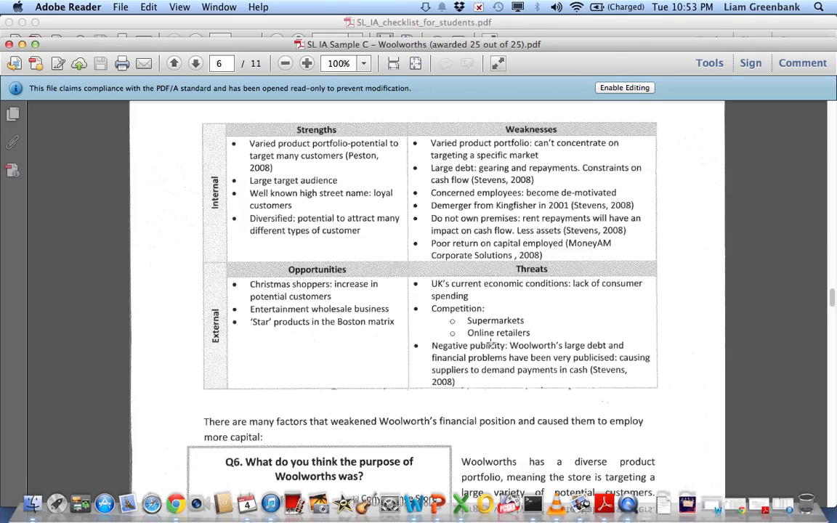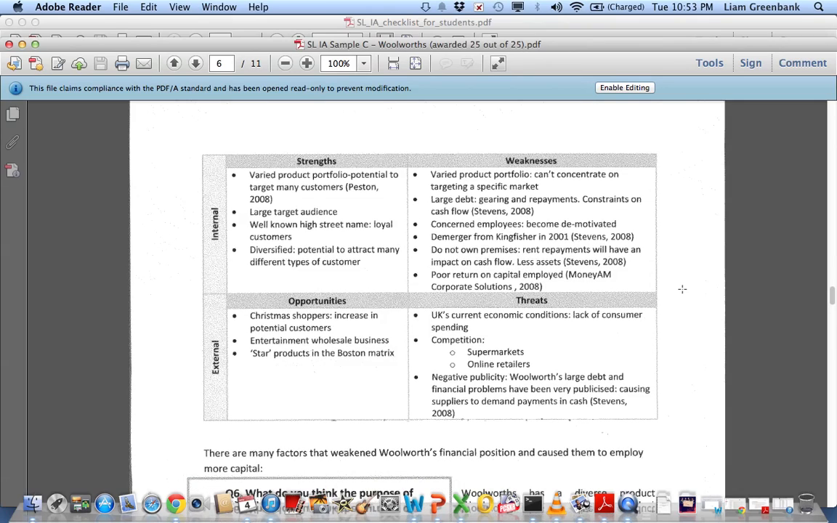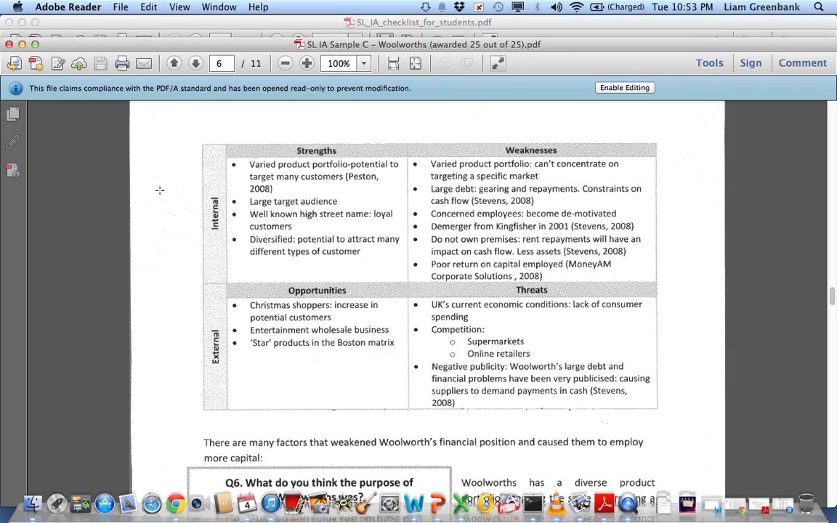So they have referenced most of these sources, which you need to do if you're going to do a SWOT analysis. Okay, this cuts me off after five minutes, so I'm going to come back with part 2 of the video.